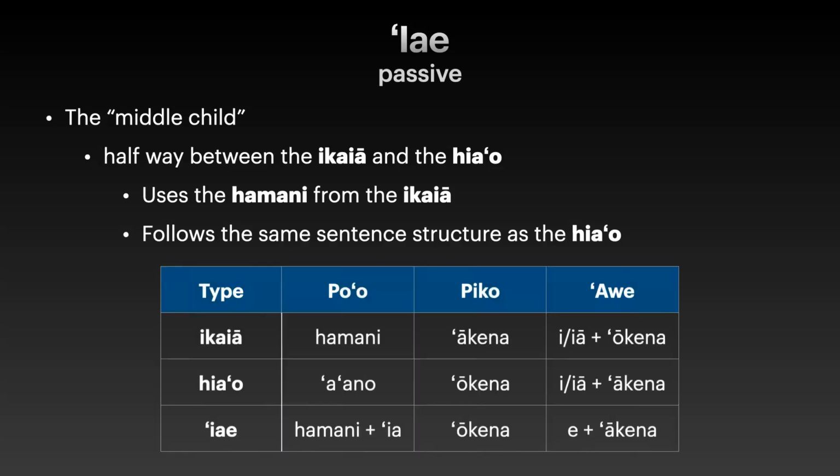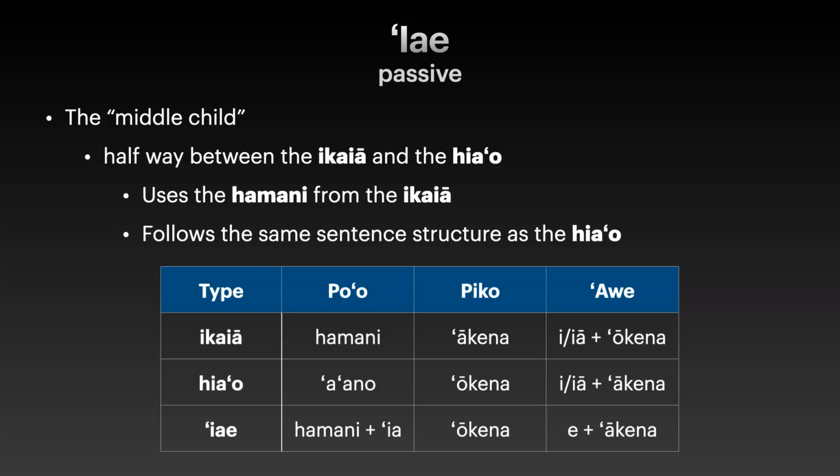Okay, so if we have this, for the ʻIkaiā, our po'o is the hamani, the piko is the ʻAkena, and our ave is the ʻōkena marked by either I or Ya. The hia'o is an a'ano in the po'o, the ʻōkena in the piko, and the ave is the ʻAkena marked by either I or Ya.